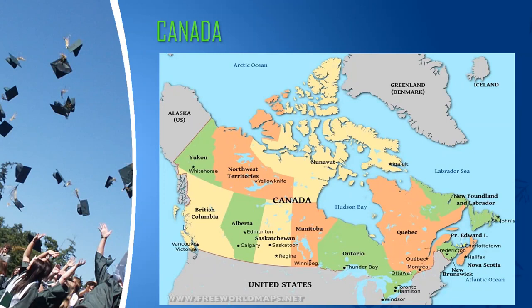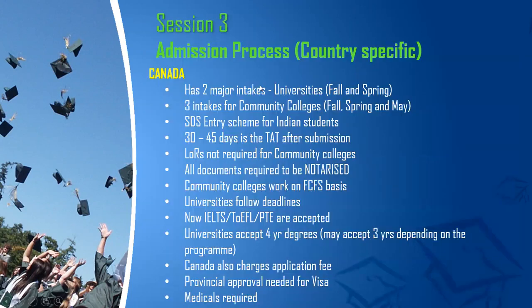If you look at the process, Canada has two major intakes for universities, fall and spring. That is like their US counterparts. It's September and January. Like I said yesterday, there are community colleges in Canada. This is another education system which provides another level of education. Actually, they have three intakes in a year: September, January, and May. Now, community colleges and universities differ in a lot of ways.